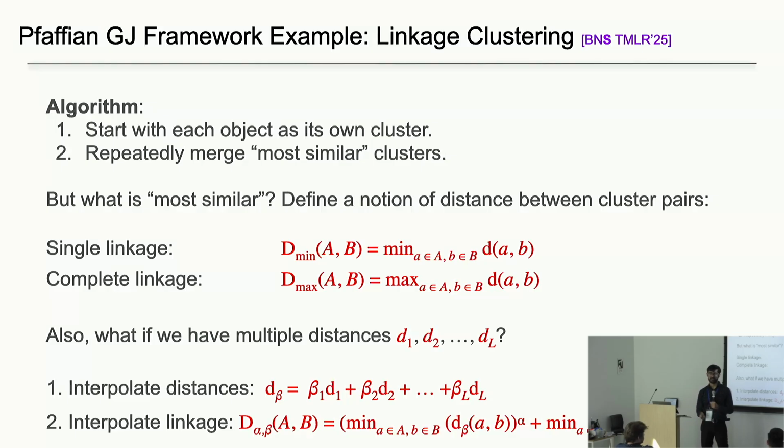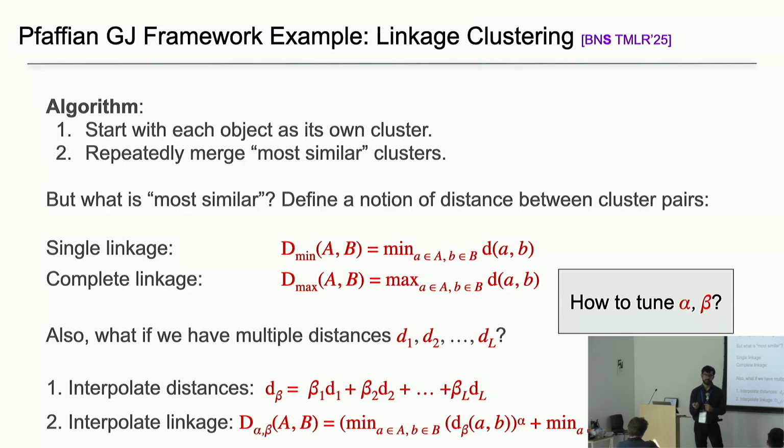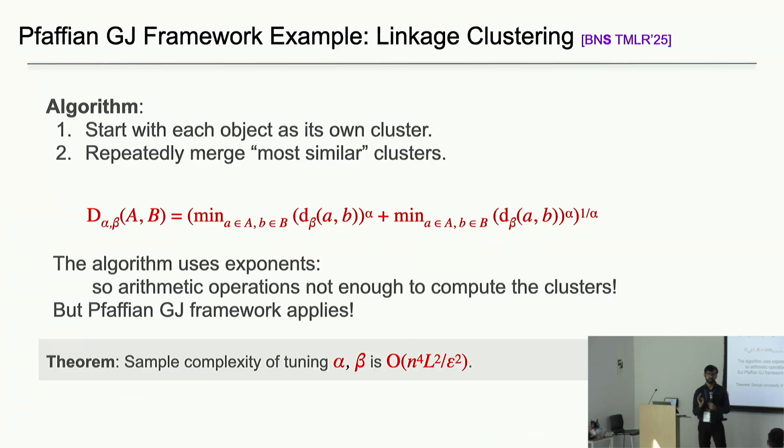So that's the key takeaway, that you can use this Pfaffian framework, you can compute the total number of expressions this algorithm computes in terms of the hyperparameter. If you can bound the total number of times you do that, you can tune these hyperparameters, alpha and beta, which interpolate multiple distance metrics as well as multiple linkage procedures. And you can directly get these sample complexity bounds for tuning alpha and beta. So I won't go into the details here, but the nice thing is that the Pfaffian GJ framework directly applies.